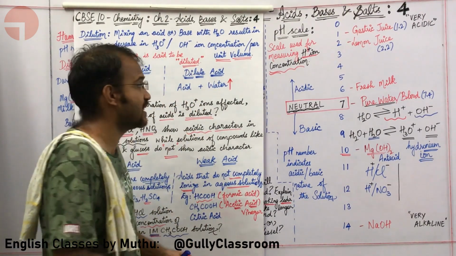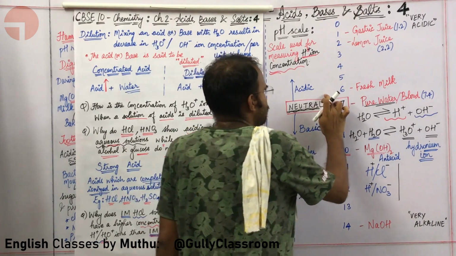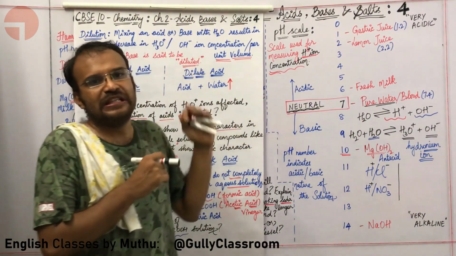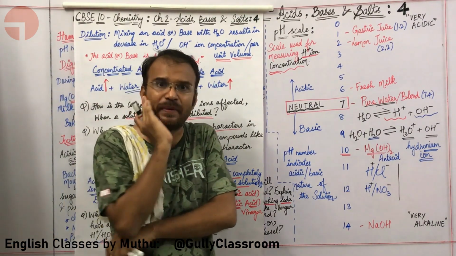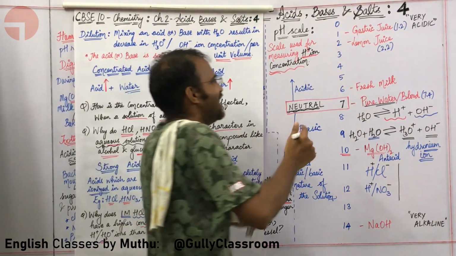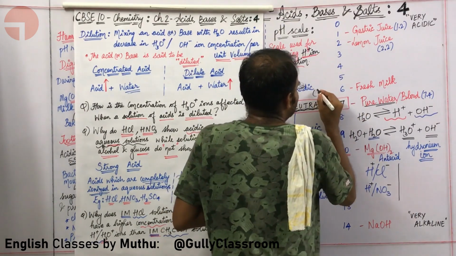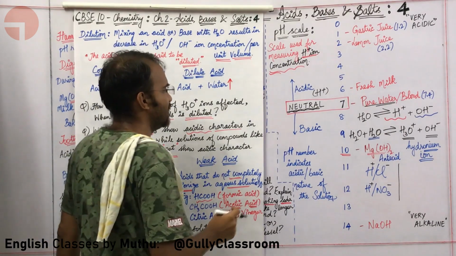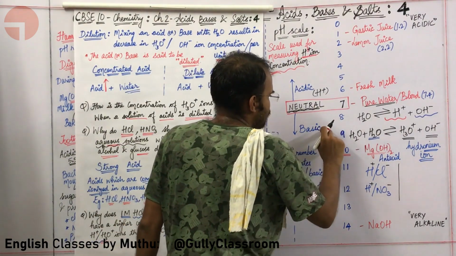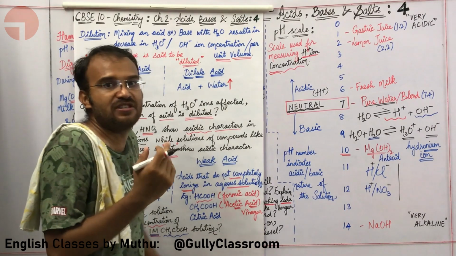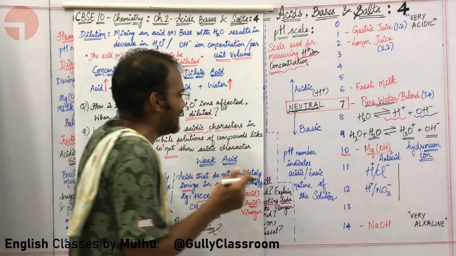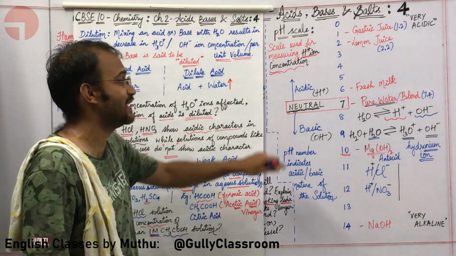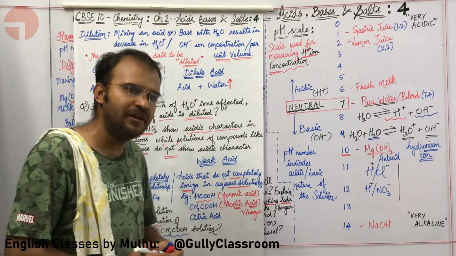Let me repeat myself. If the pH value is decreasing, if there is a lowering of the pH value, then what is happening? There is an increase in H plus or hydronium ion concentration. If the pH value is increasing, if the pH value is becoming higher, then there is an increase in OH minus ion concentration, or the solution is becoming basic.